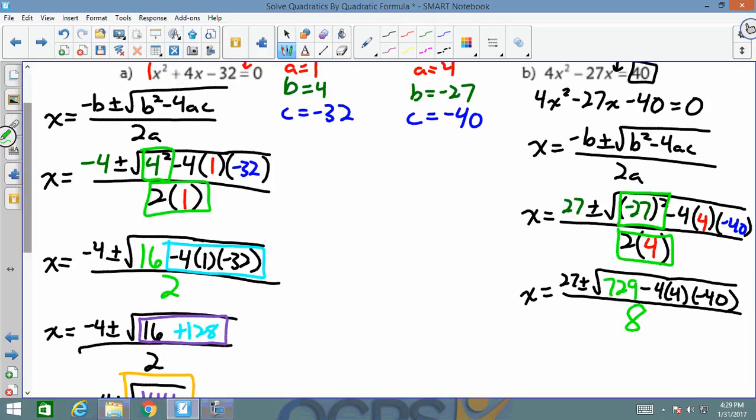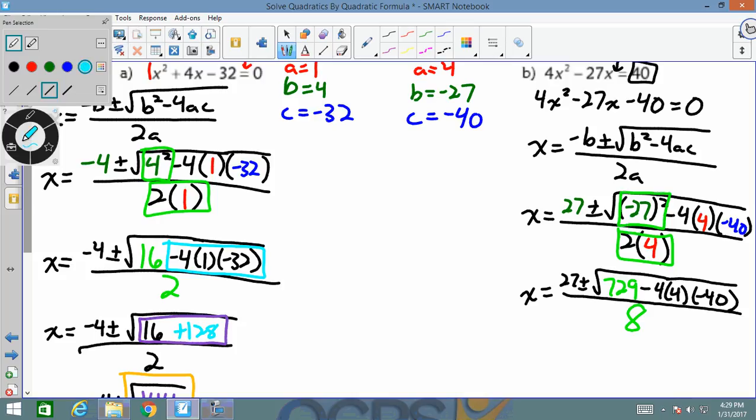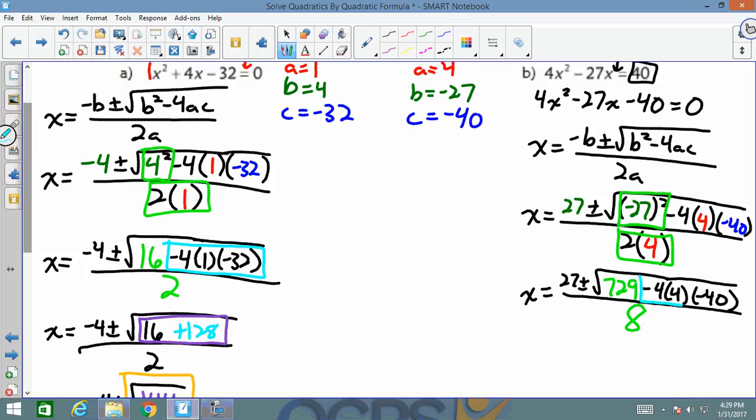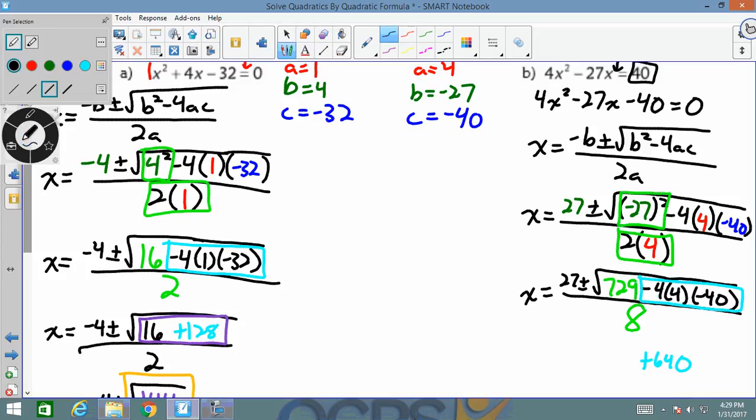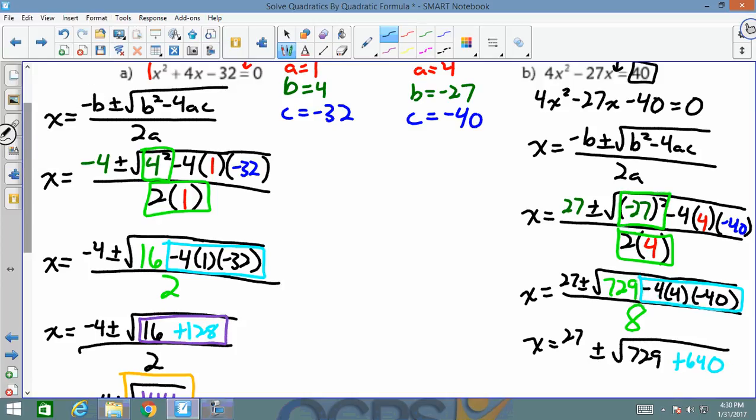Okay? Then we're going to go ahead and do this part. So negative 4 times 4 times negative 40 is 640. And again, we're going to bring everything else down. So x equals 27 plus or minus the square root of 729 plus 640, all over 8.